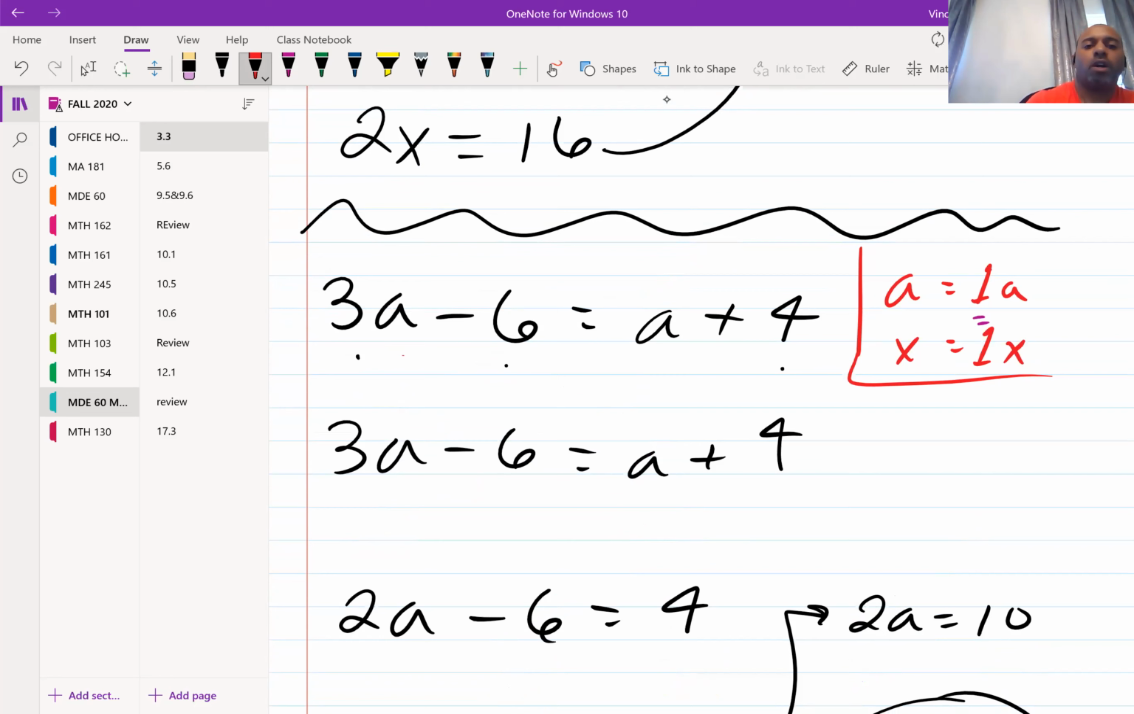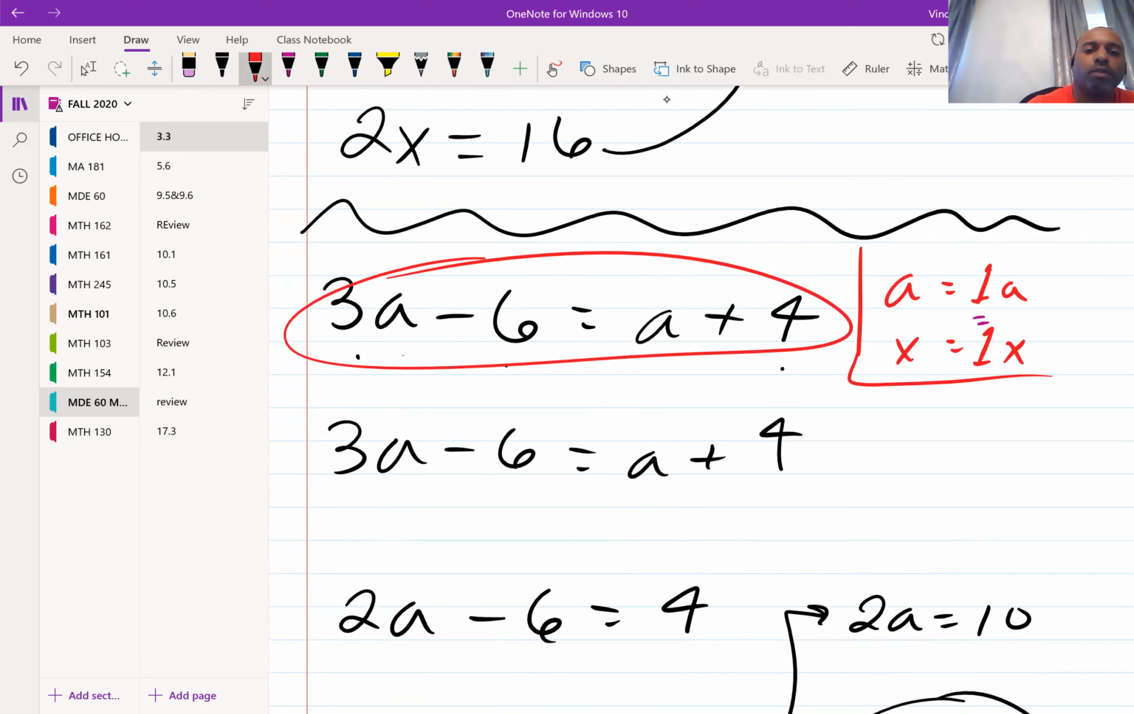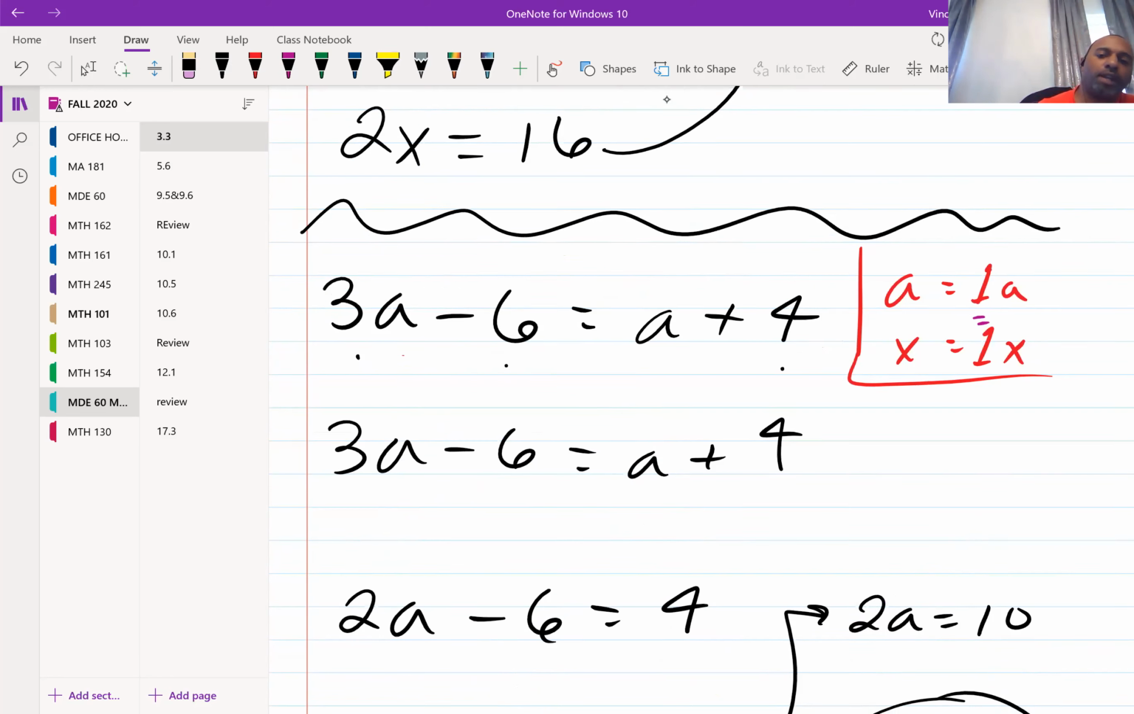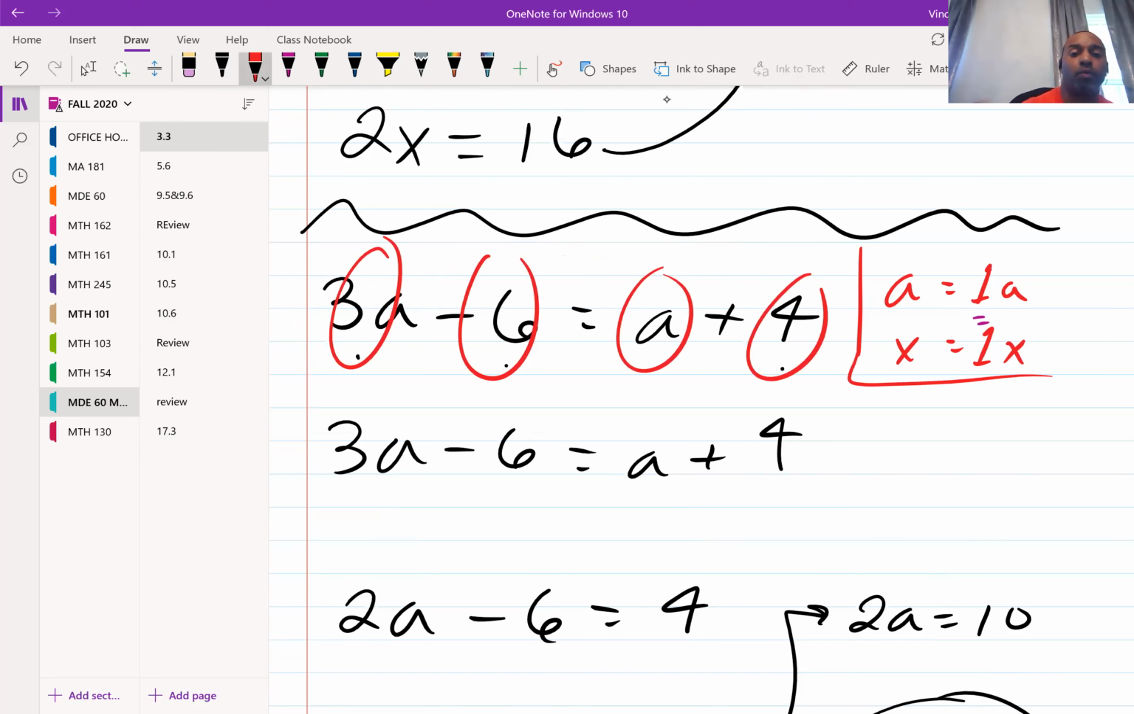All right, so our original equation, 3a minus 6 equal to a plus 4. Notice we have a on both sides of our equation. Our goal is to get all of our terms with a on one side, and all of our terms without a on the other side. So we can just move our terms to the left, deciding which one you want to move. We have 4 different terms here. It doesn't matter which one you decide to move first. If you stay consistent in what you're doing mathematically, you'll still get the same answer.